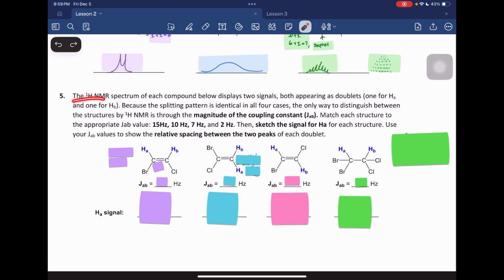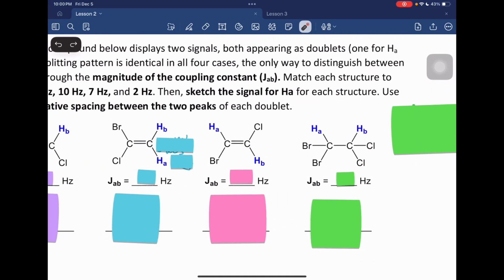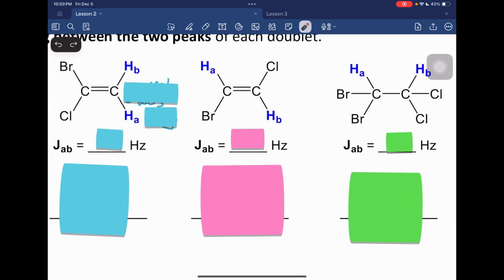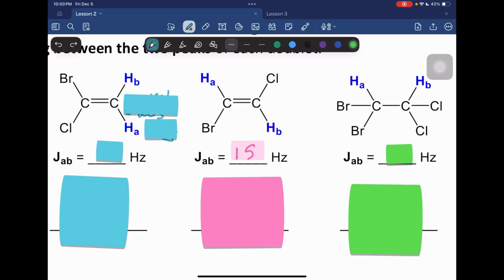The 1H NMR spectrum of each compound below displays 2 signals. The magnitude of the coupling constant, JAB, matches these structures. And remember, the coupling constant is how far the couples are from one another. Off the bat, you can look at the trans. The trans is going to have the largest, so that's going to be 15 Hz, because they are trans from one another. They are going to be the farthest apart. And again, that's true. That's 15 Hz.